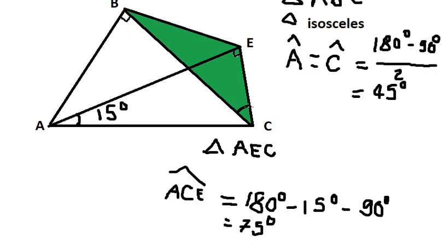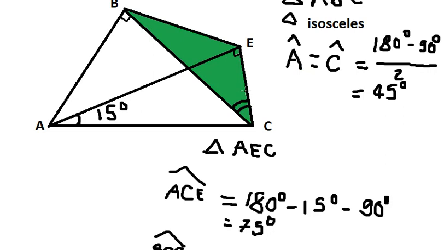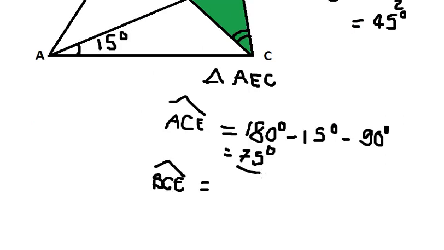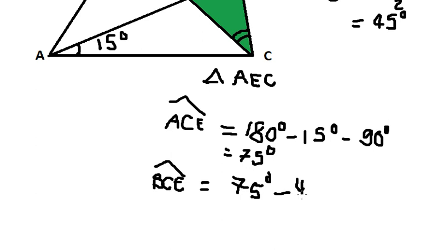But I want to find this angle in here because we need to find the shaded area. So we have BCE. We know that this one is 90 degrees, and this angle in here is 45 degrees. So we calculate this one and you get 30 degrees.